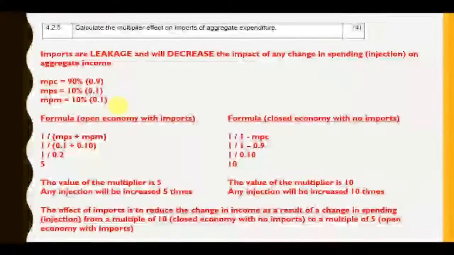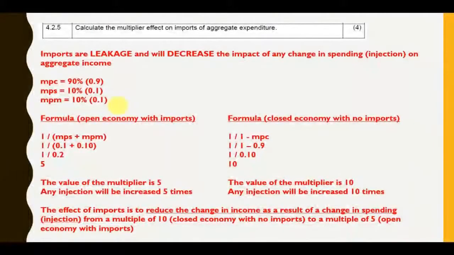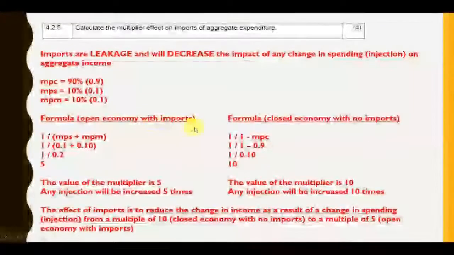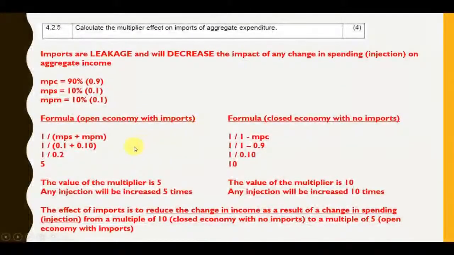NPS equals 1. Alright. Now, let's do our calculation. So in our open economy with imports, what is my formula? My formula is 1 divided by NPS plus NPM.